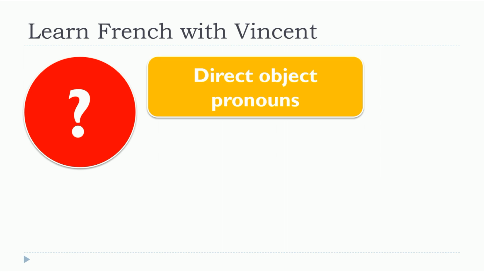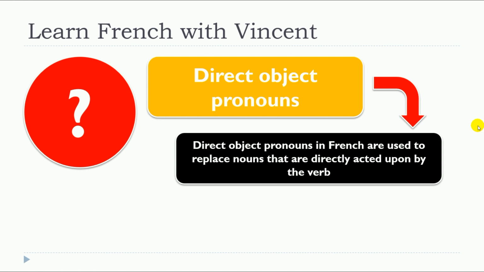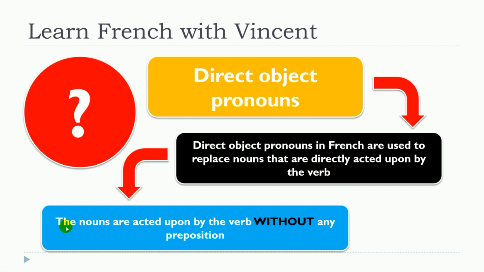Well, I definitely invite you to have a look at my video covering this topic because it's really detailed and precise. But if we want to make it fast, then direct object pronouns in French are used to replace nouns that are directly acted upon by the verb. And the second thing that is important, the nouns are acted upon by the verb without any preposition. This is the reason why we call them direct. It's without any preposition.